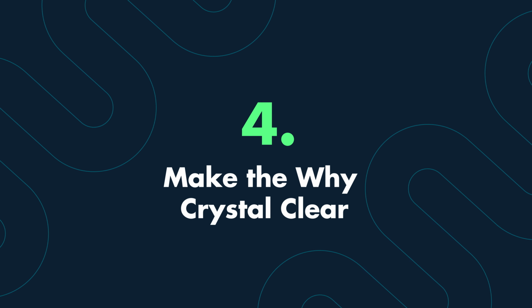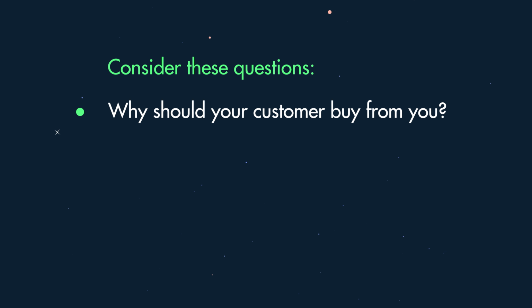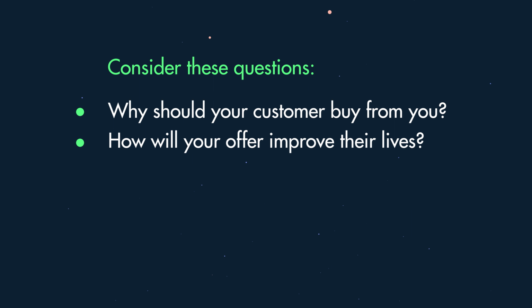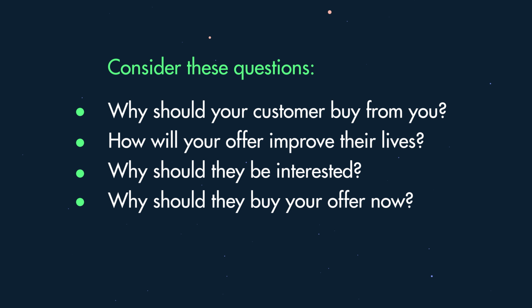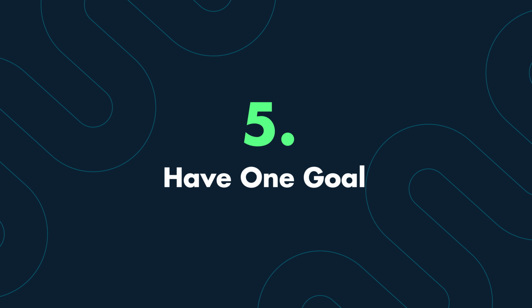Number 4, make the why crystal clear. Once you've got your headline down, your next step should be to communicate the why of your offer. You can start by considering the following questions. Why should your customer buy from you and not your competitor? How will your offer improve their lives? Why should they be interested? Why should they buy your offer now and not later? Why should they trust you? Another way to look at this is to focus on the benefits, not the features. So make sure to outline what people can actually do with your product or solution and don't simply just write out all the features. Number 5, have one goal.